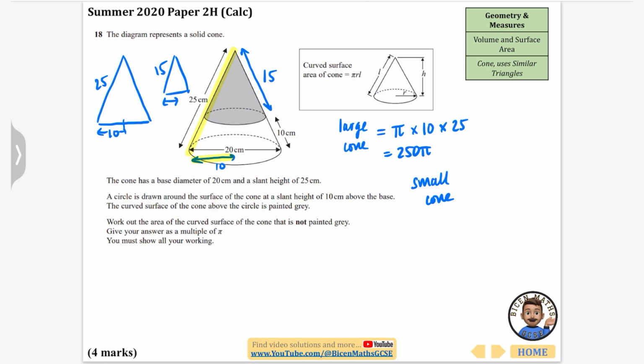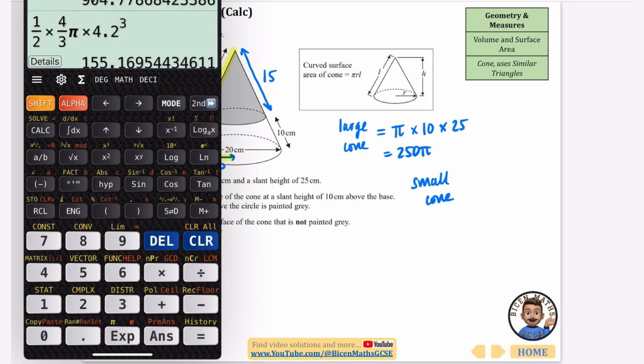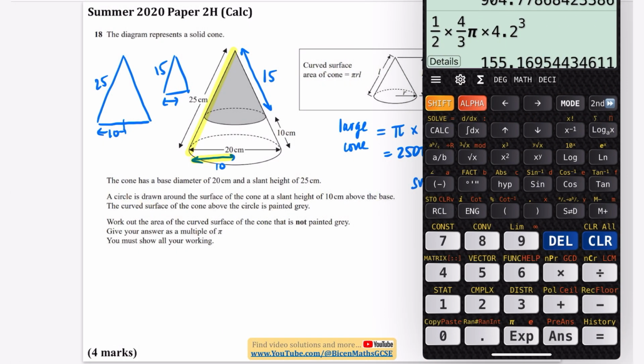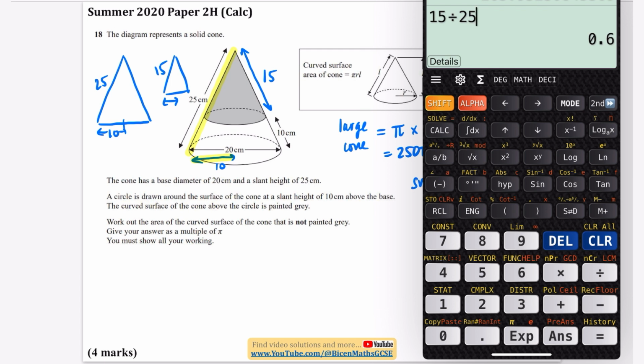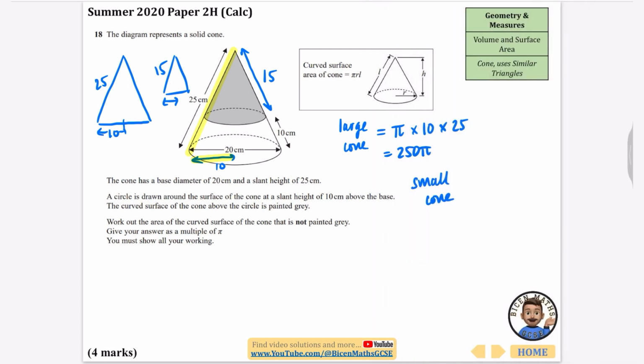Well, these two triangles are similar triangles because they share all of the same angles. So we're going to think, how do I go from 25 to 15? Well, I can find out how to go from 25 to 15 by doing 15 divided by 25. That tells me that to go from 25 to 15, it is multiplying by 0.6. So the radius is also going to multiply by 0.6, and 10 by 0.6 is 6 centimetres.